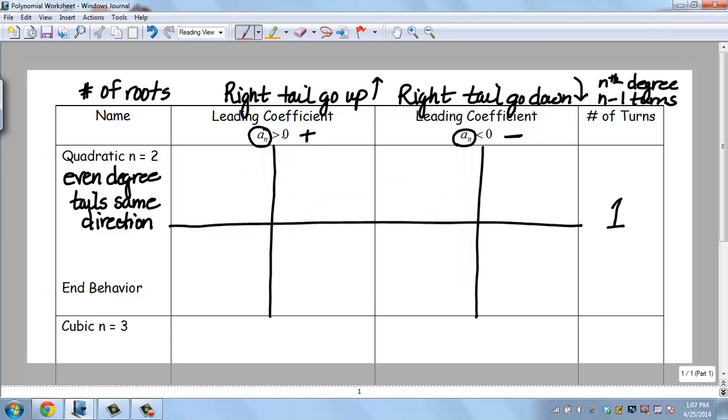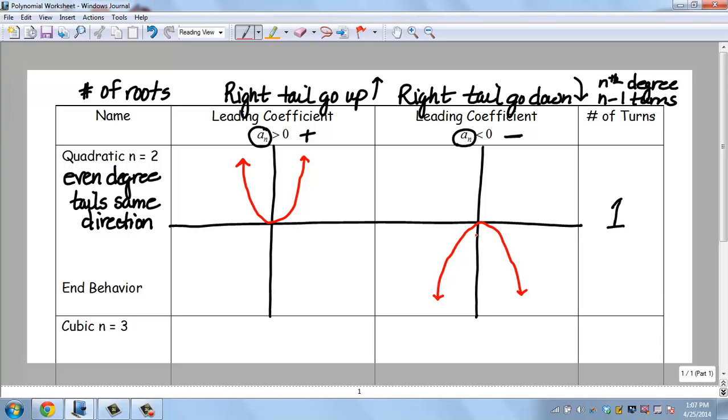If the leading coefficient in front of the x squared is positive, it's a smiley face parabola. The reason is that if the leading coefficient is positive, my right tail goes up, and because it's even, both tails go in the same direction. Here, if my right tail goes down because of the leading coefficient and it's even, they're both going to go in the same direction. So here's an example of what that would look like, and you see the one turn.